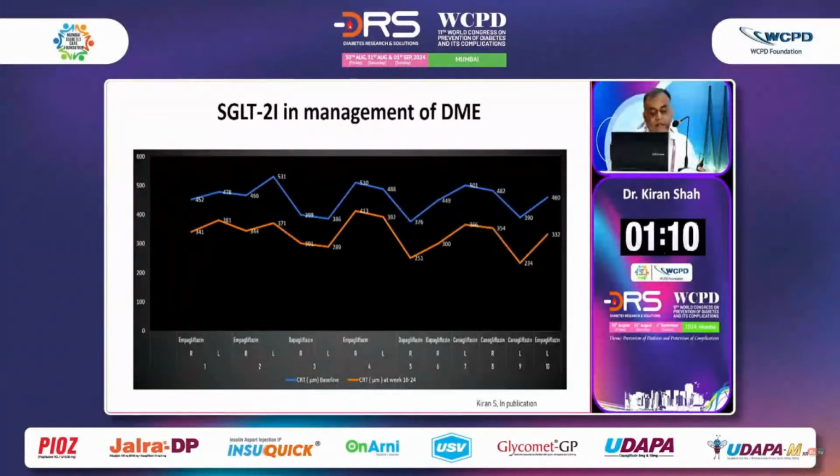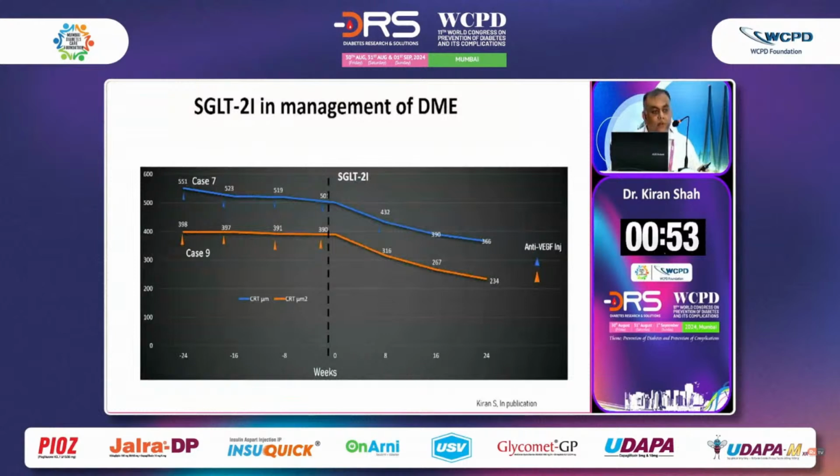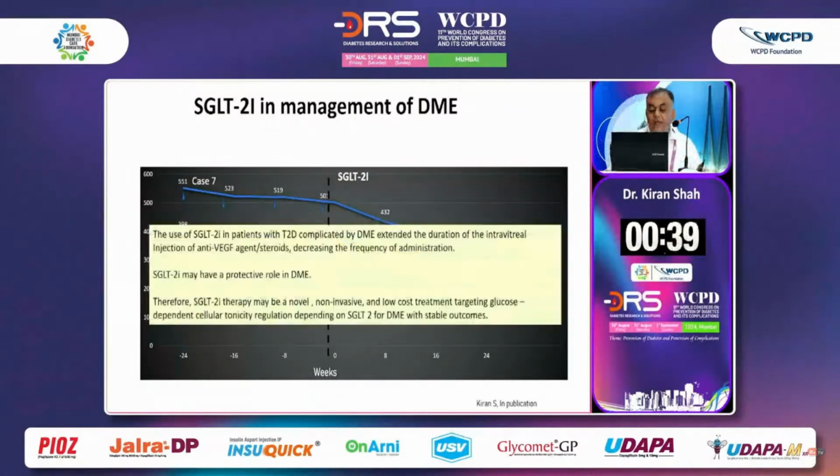SGLT2 inhibitors: I tried this and it's in publication. The ones in blue are the OCT central retinal thickness before the use of SGLT2, and the ones in orange are after the use of SGLT2. You can see there is a reduction in the central retinal thickness. Just to highlight a couple of cases, 7 and 9, you can see the anti-VEGFs have been given but there is no improvement. But the moment you add an SGLT2 inhibitor, you can see a reduction in the central foveal thickness, and no further anti-VEGF is needed. So SGLT2 inhibitors may have a protective role.